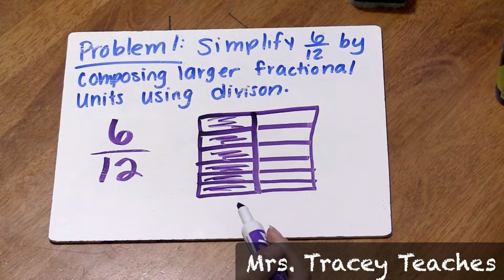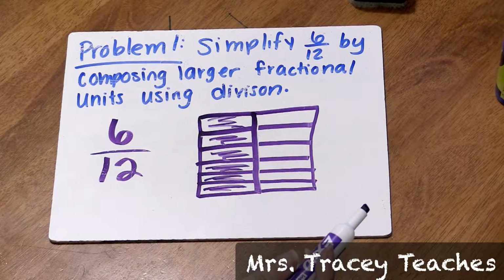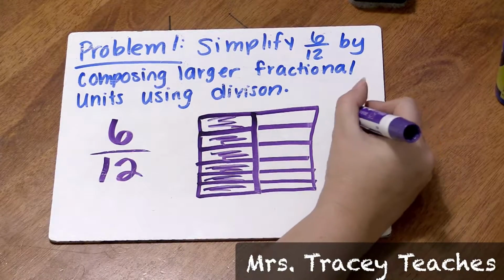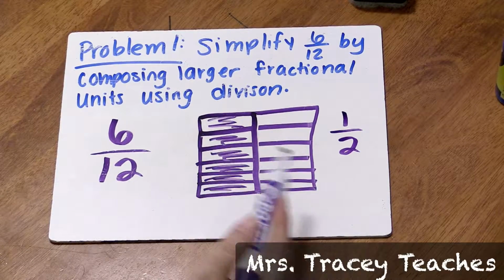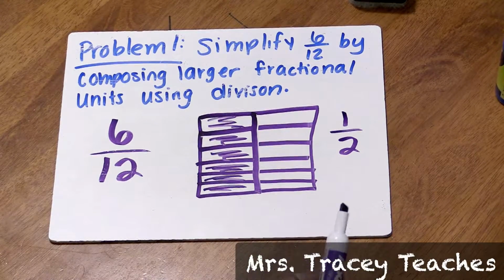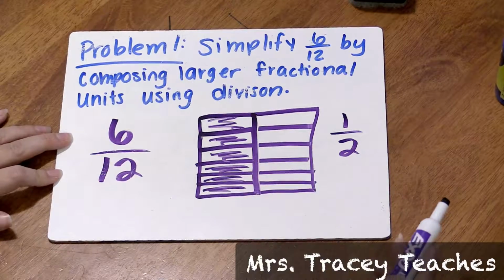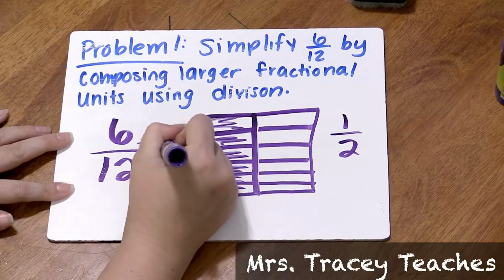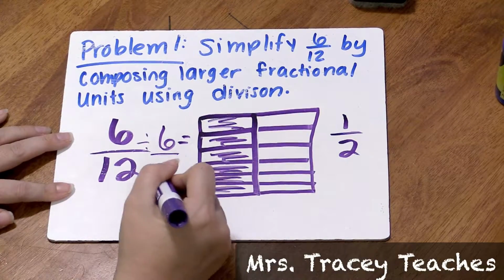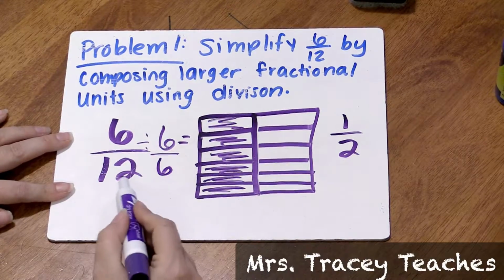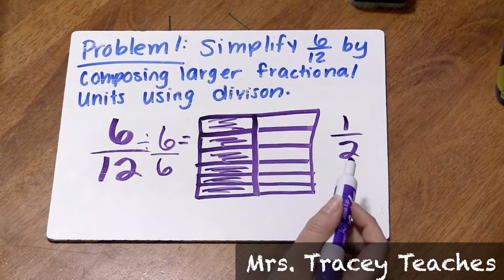So what does that look like to you? 6/12. Does it look the same as anything? Yeah, the model actually also shows 1/2. So that means 6/12 can be equivalent to 1/2. Well, how can we do that? By using division. 6 divided by what is 1? 6 divided by 6 equals 1. Whatever I do to the top or the bottom, I must do to the top and vice versa. So 12 divided by 6 equals 2.